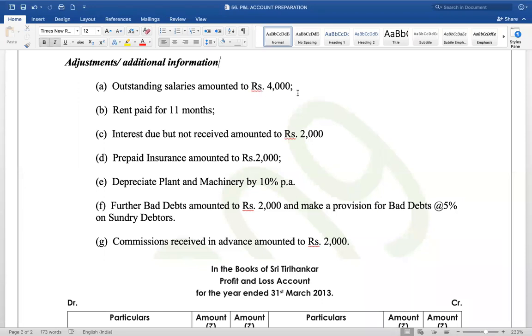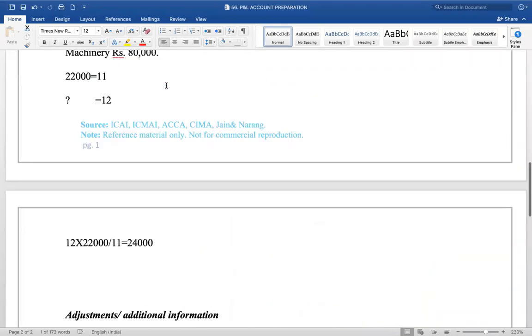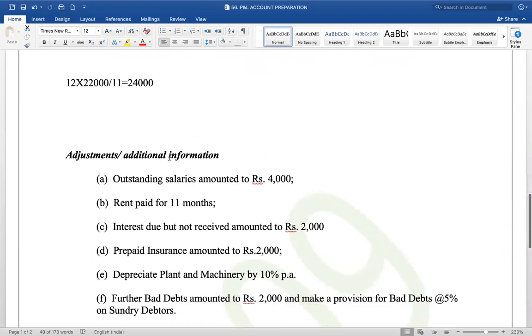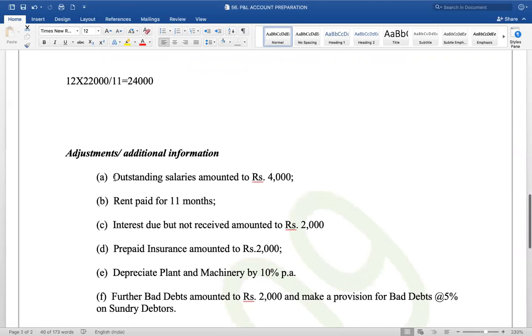Outstanding salaries 4,000. Now, what is outstanding salary? This is a word. Now, go to the trial balance and search for these words. Look at this. These are the balances given from the trial balance. Now, in this, search for the adjustment item. Adjustment item 1 is outstanding salary amounted to 4,000.